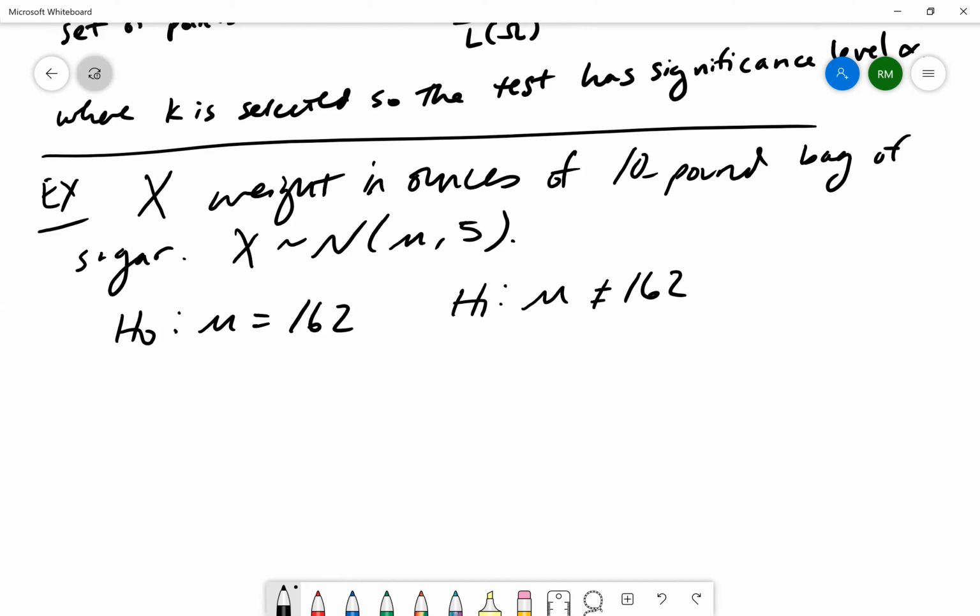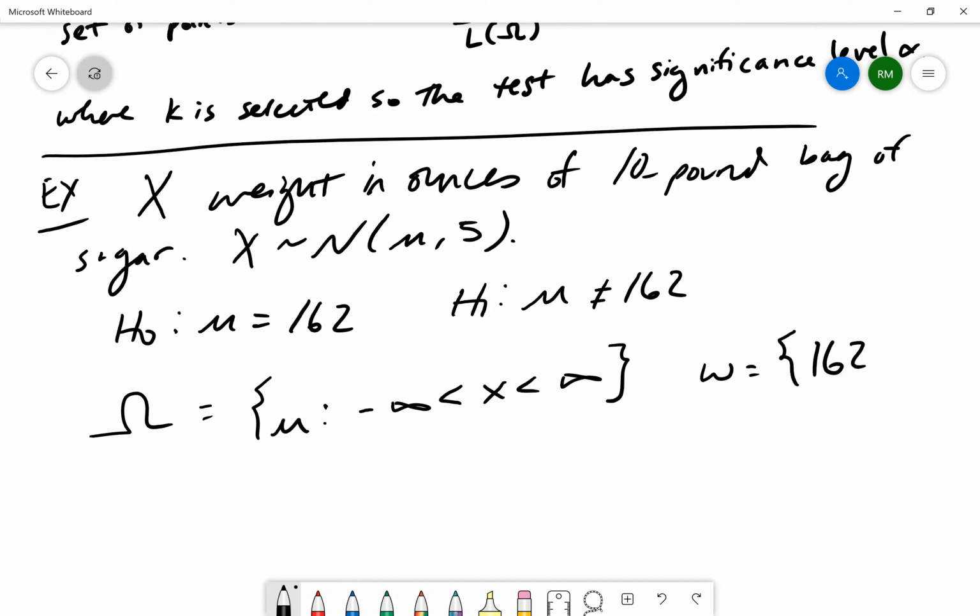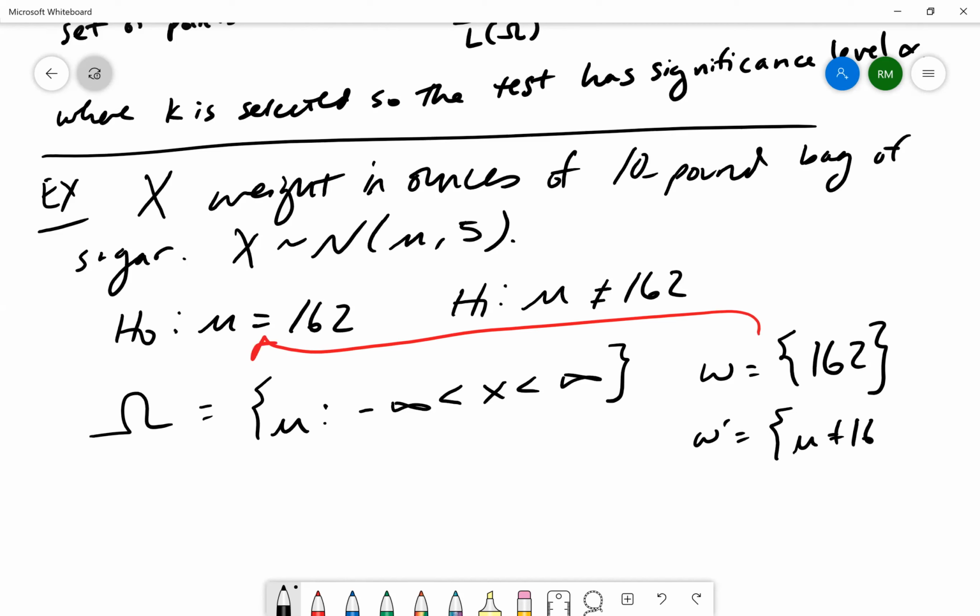All right, so what is our parameter space? Well, our parameter space is what could the mean be? We're just going to say the mean can go from negative infinity to infinity. We know the mean can't actually be negative, but for the purpose of this, we just don't really care. And little omega is 162. That's what's coming from the null hypothesis. And obviously the complement would be that mu is not 162.